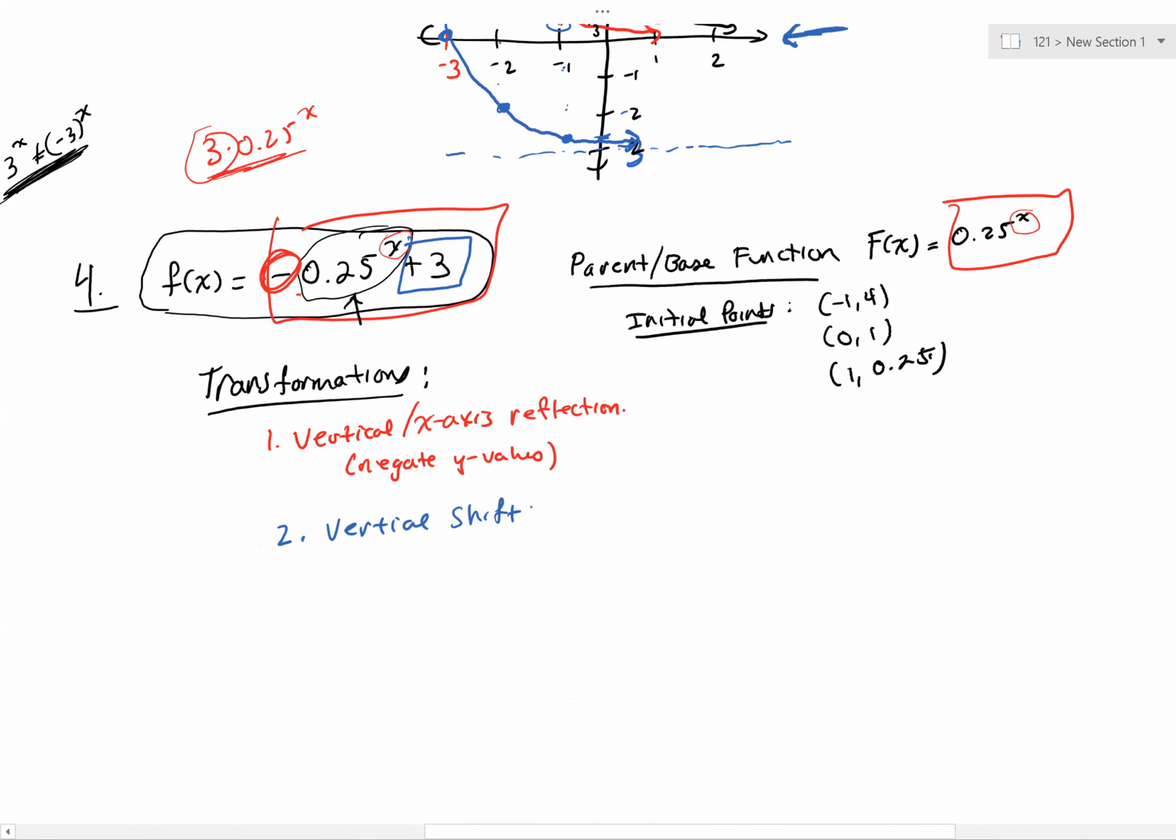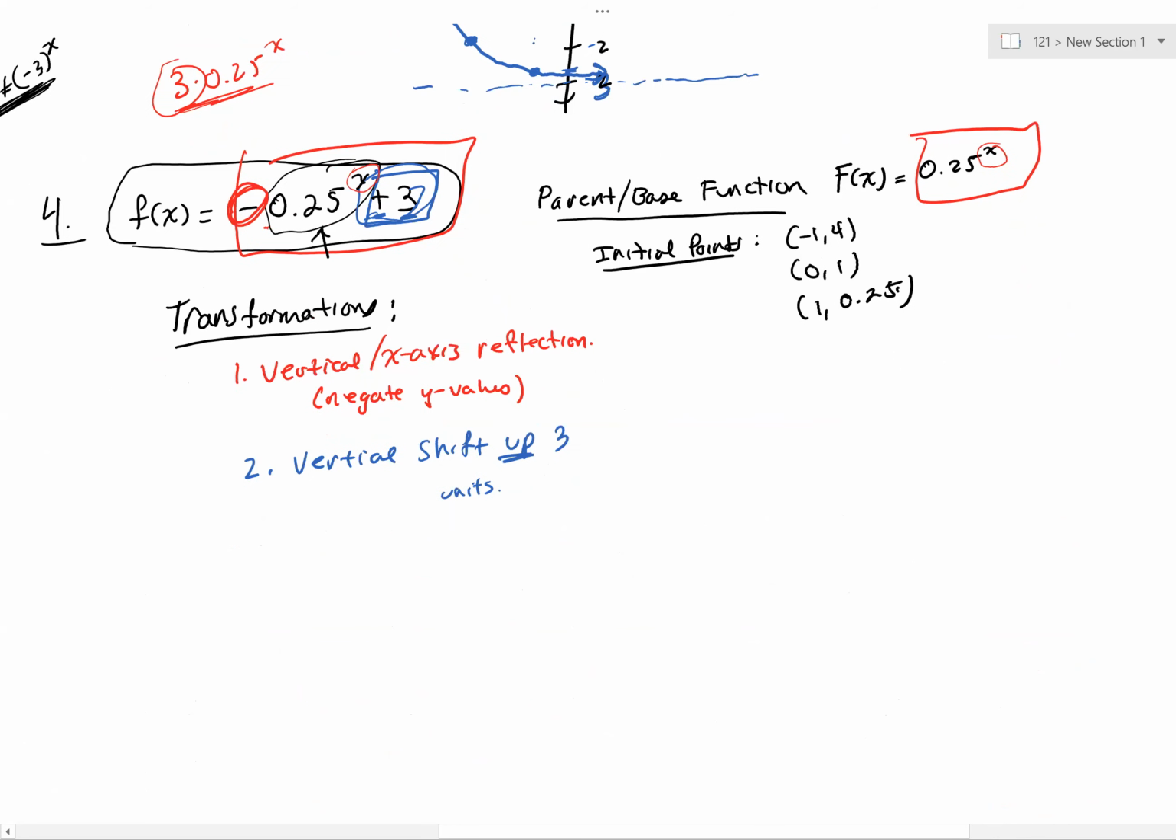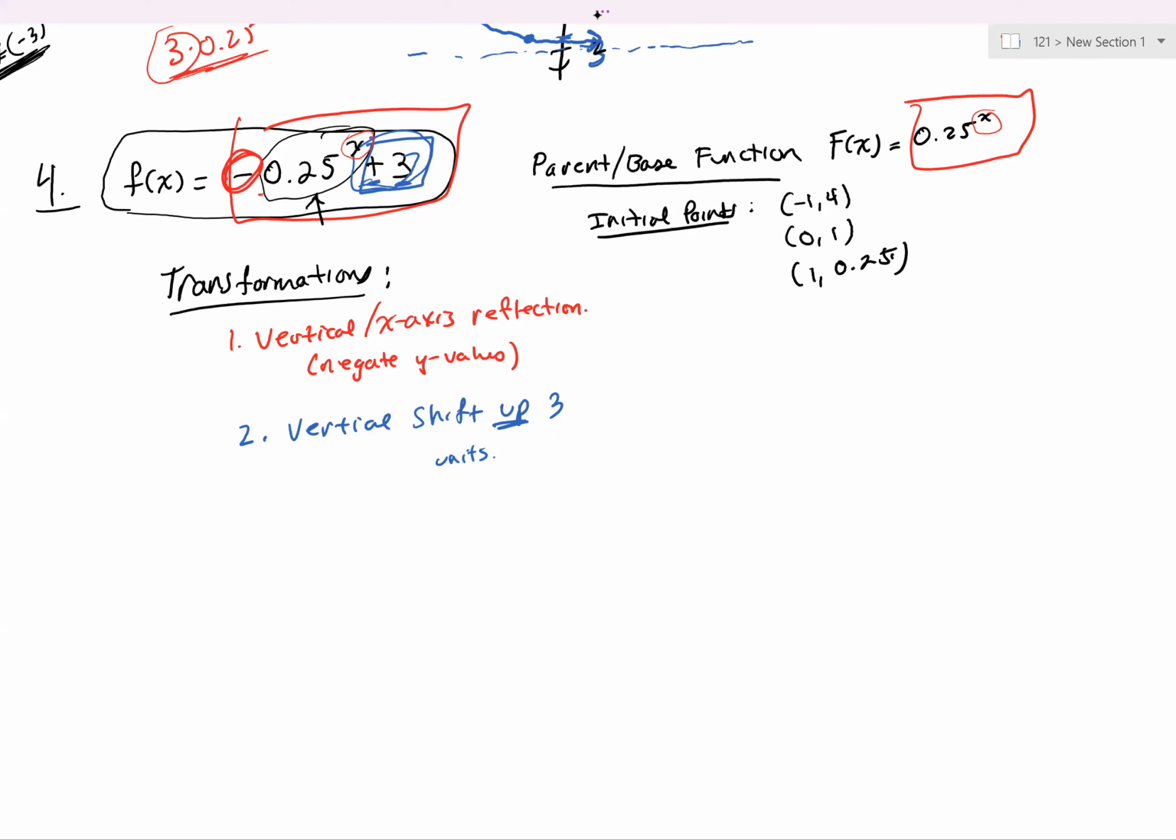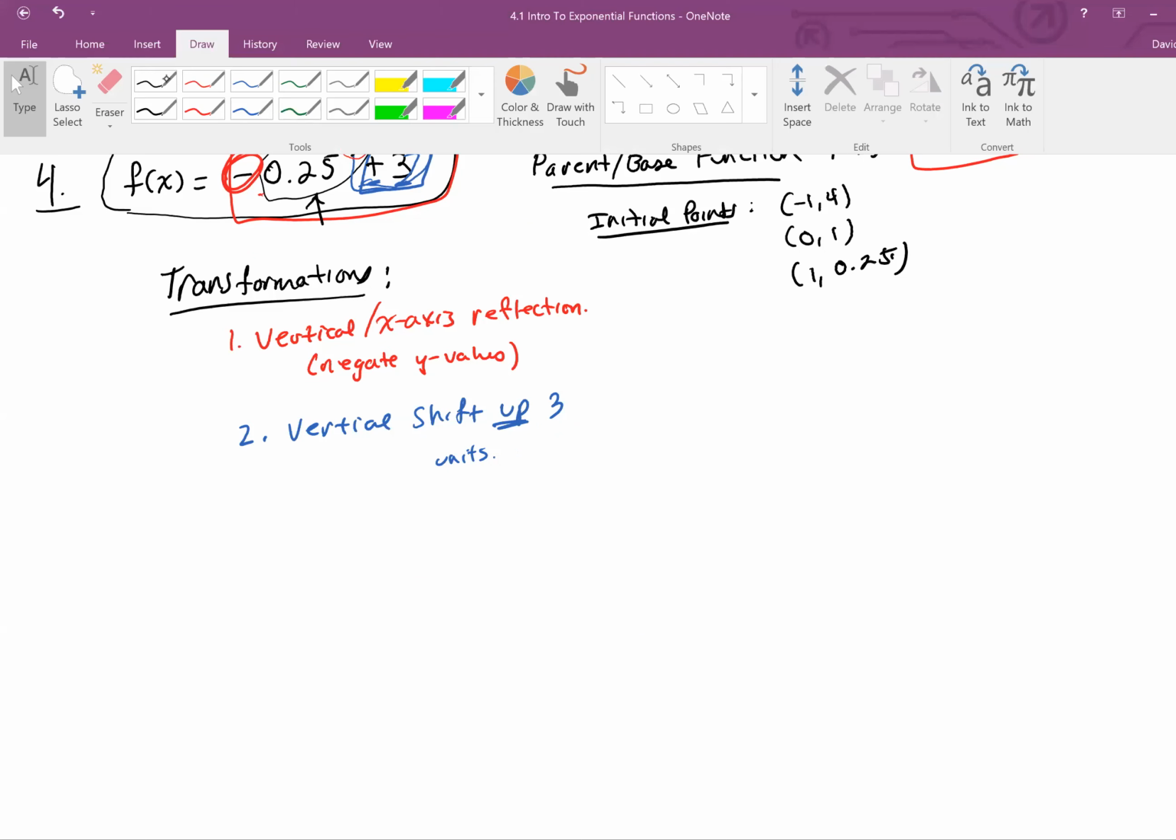But instead of moving down, because we're adding a positive number to the output, we're adding a +3 to the output. So there's going to be a vertical shift up 3 units. So with all that in mind, we are ready to graph this function.